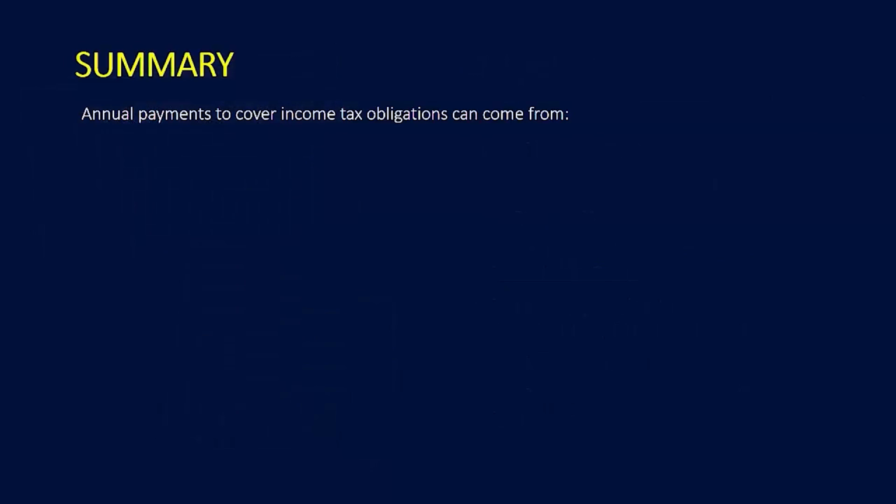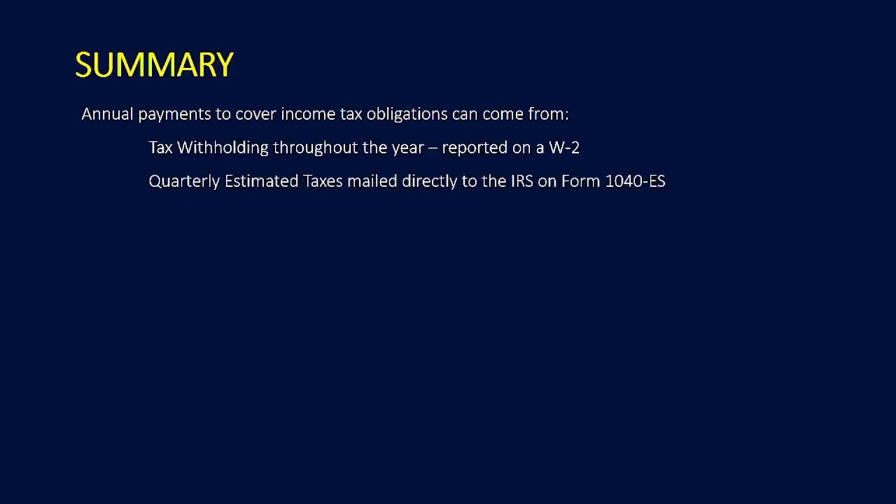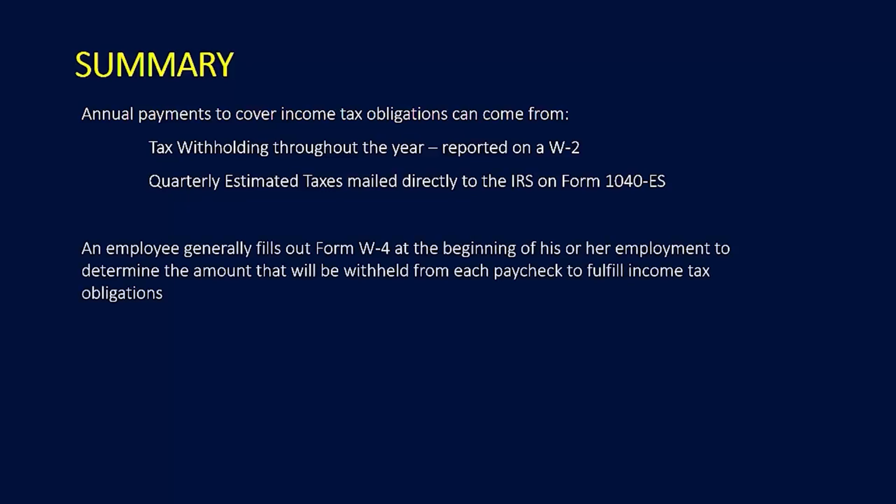In summary, annual payments to cover income tax obligations can come from tax withholding throughout the year, reported on a W-2, and quarterly estimated taxes that are mailed directly to the IRS on Form 1040 ES. An employee generally fills out Form W-4 at the beginning of his or her employment to determine the amount that will be withheld from each paycheck to fulfill income tax obligations.